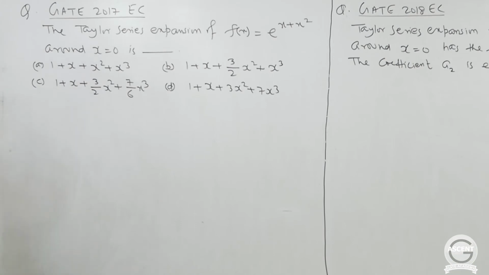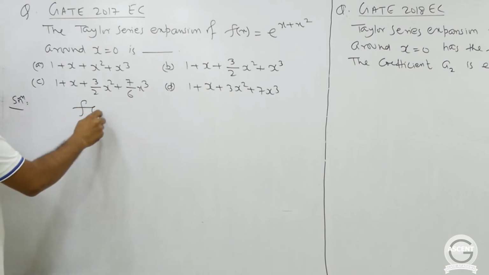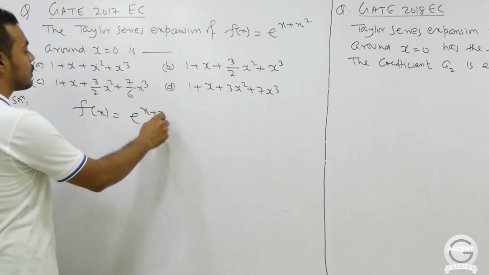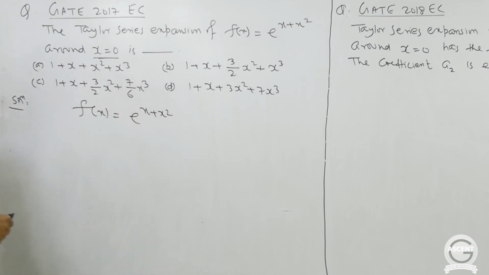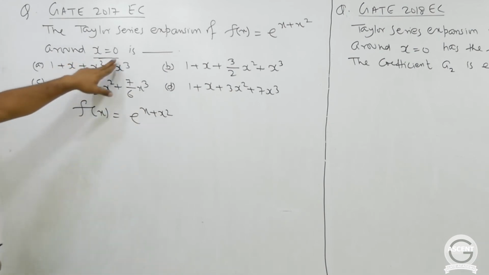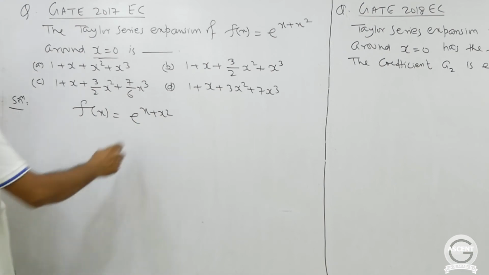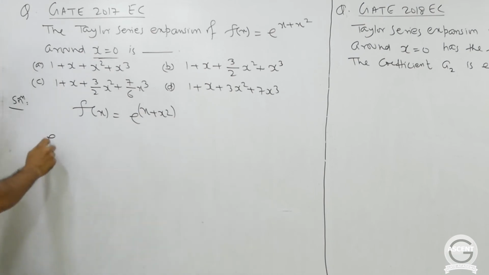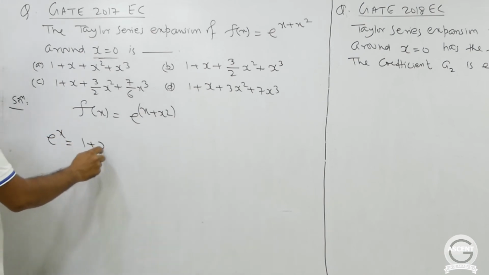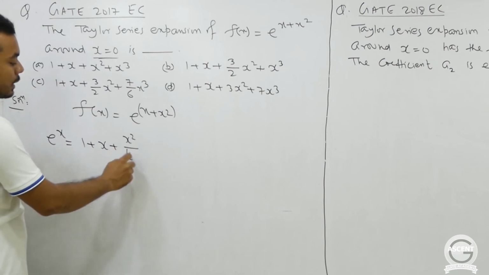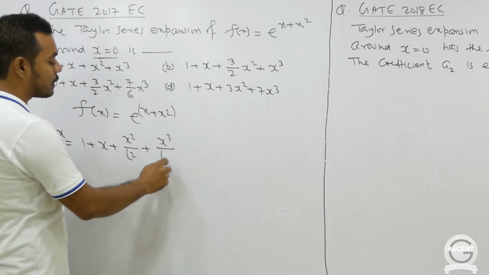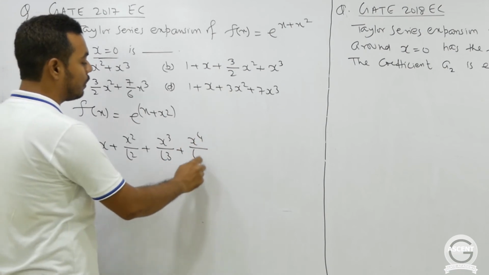Next we have to see these two problems based on Taylor series. The first one is from GATE 2017. The question is: the Taylor series expansion of f(x) equals e to the power x plus x square around x equals 0 is. Now we know that the Taylor series expansion at x equals 0 is nothing but the Maclaurin series. This problem is very simple because we all know the expansion of e to the power x. The expansion of e to the power x was 1 plus x plus x square by 2 factorial, plus x cube by 3 factorial, plus x to the power 4 by 4 factorial.